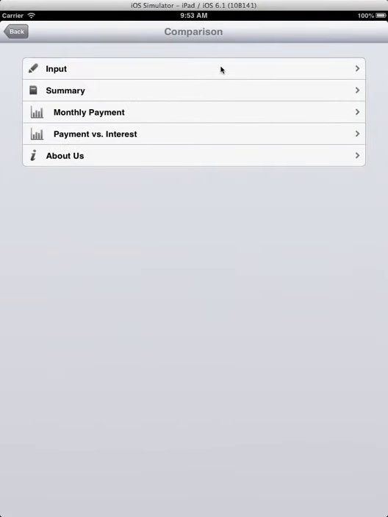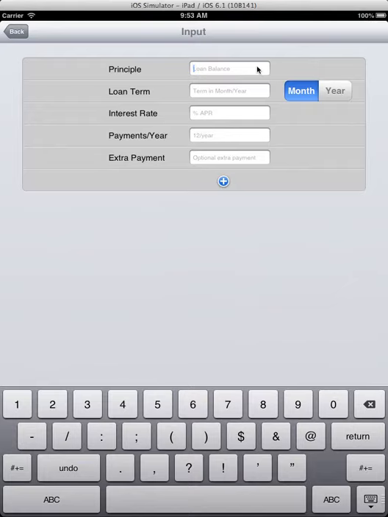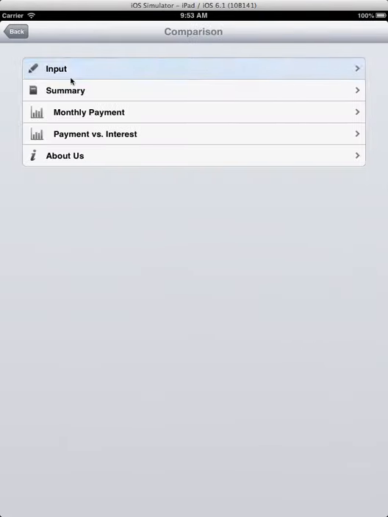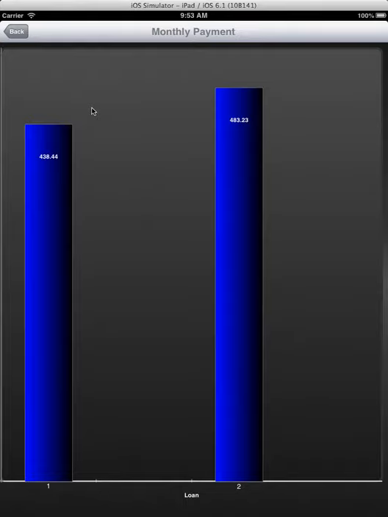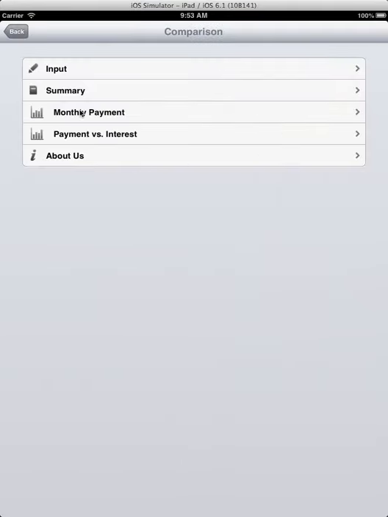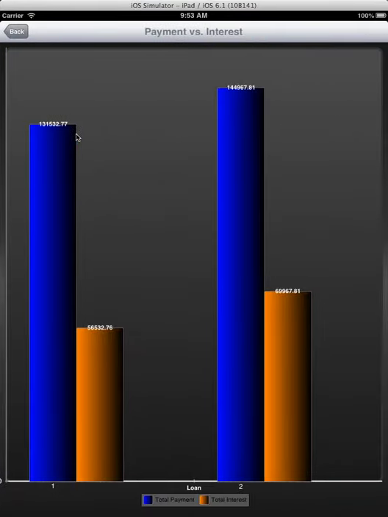Now on to comparing loans. You can compare two or more loans just to see which one better suits you. So loan term is 30 years, interest rate is 5%. Here is one case, another is same thing. So interest rate is 6%. So here is the comparison of the two loans, and here is the comparison of the monthly payments, and here is a comparison of total payment versus total interest.